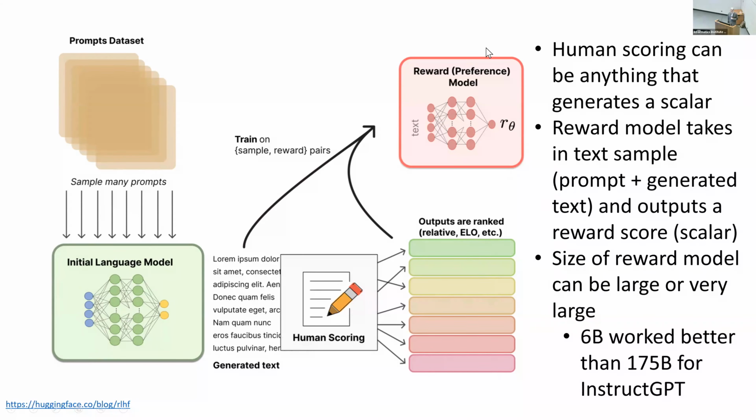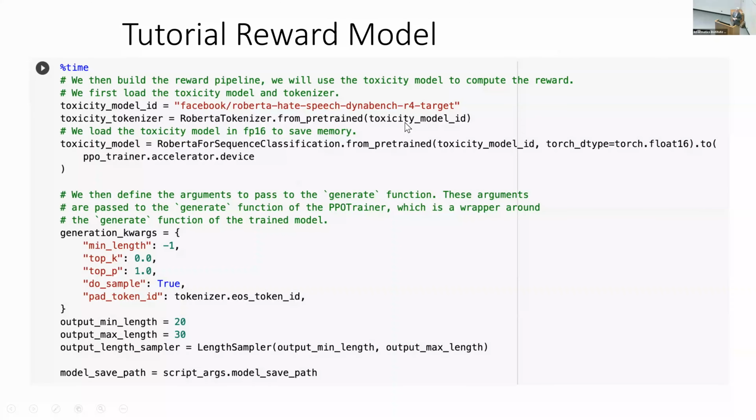And the size of the reward model itself can be very large or smaller. There are 6 billion parameter models that actually work better than the 175 billion parameter model. So it isn't clear how large or small the reward model has to be. I think that's still to be discovered. For our tutorial here, I've just copied some code over. We're going to use this one from Facebook, I guess Meta now, the Roberta hate speech Dynabench R4 target. That's going to be our reward model. We're going to load that in.